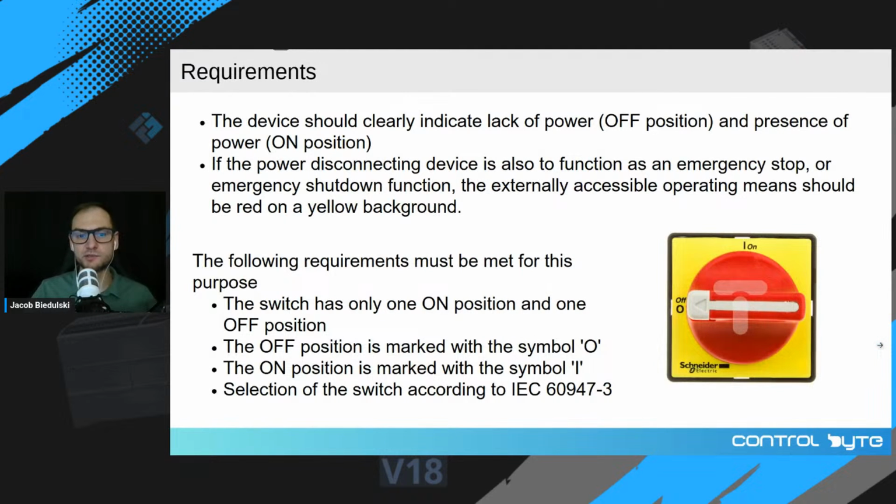What are the requirements for the disconnecting device that are enclosed in the standards? The device should clearly indicate the power off position, you can see it right here, and the power on position, you can see it in the upper section of the front plate. If the power disconnecting device is also to function as an emergency stop or emergency shutdown function, the externally accessible operating means should be red on yellow background.